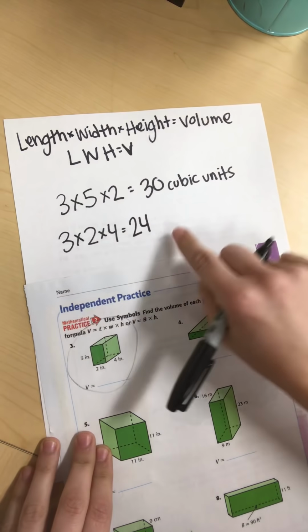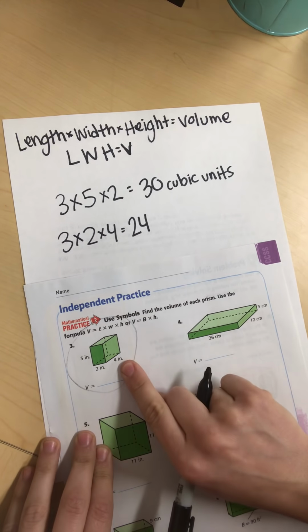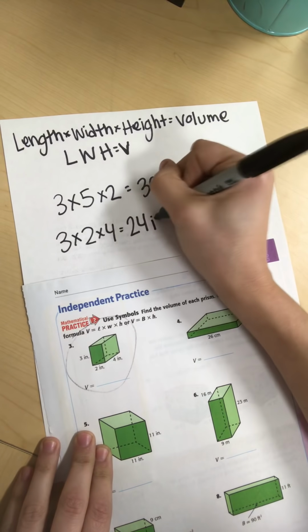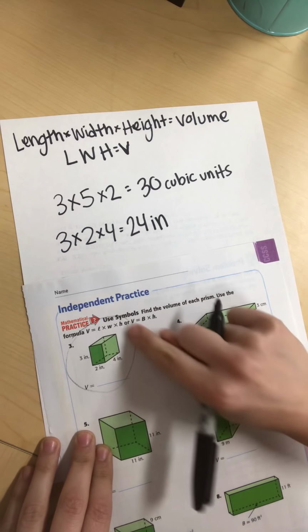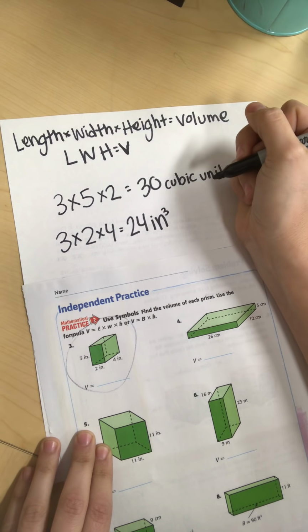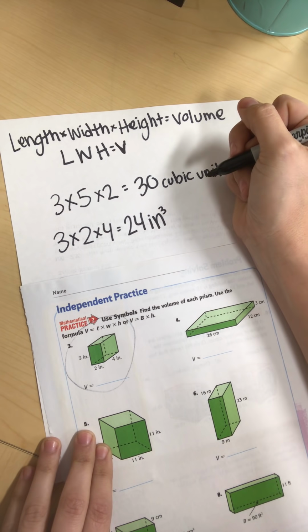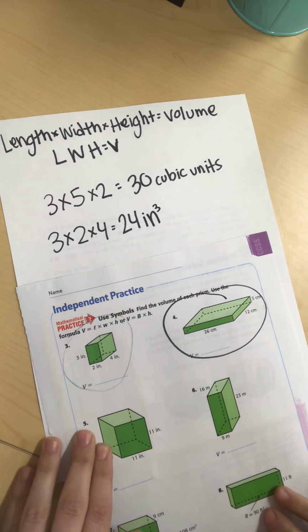Now I can't leave that blank. I need to label it. We can see that they were using inches here. And because it's not just the base of an object, it's the volume, I need to make sure that that is cubed, showing that it's a 3-dimensional figure. It's not just 2D.